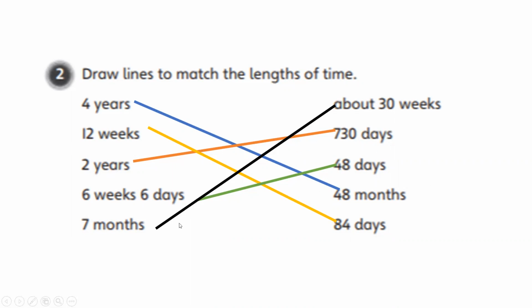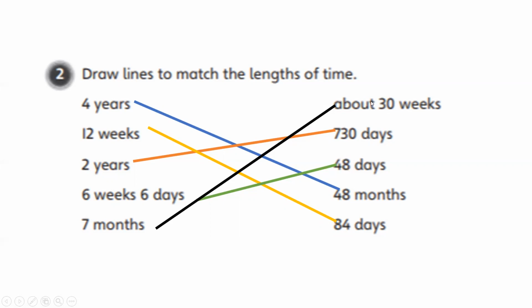Good conversion here. And then here we're going to look at converting 6 weeks and 6 days. So I know there's 7 days in each week. So I'm going to do 6 times 7, which is 42 plus 6. So 42 plus 6 is 48. So I have 48 days here. And the last one, well, it's going to have to be this one.